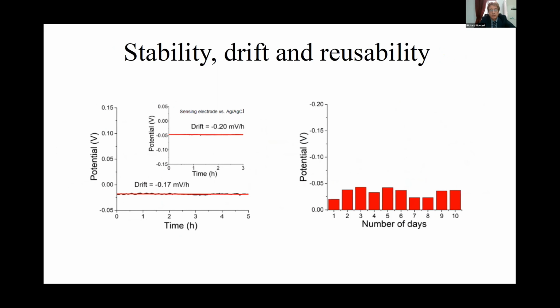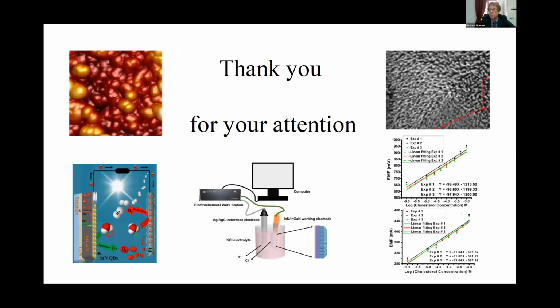Stability and drift and reusability. Long-time stability, very good. A drift of less than 1 millivolt per hour, 0.17 millivolts per hour for this sensor. And also the reusability over several days fluctuates very little. So again, this all solid-state sensor constructed from the indium gallium nitride solid-state sensing and reference electrode shows all desirable properties. And with this, I would like to thank you for your attention.